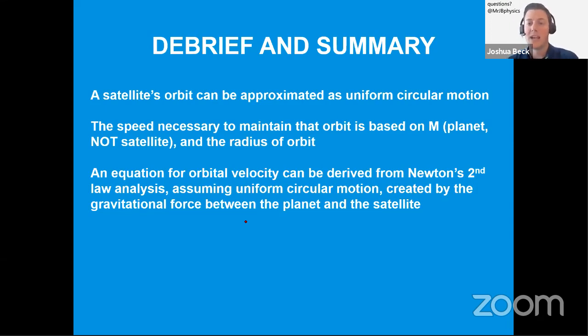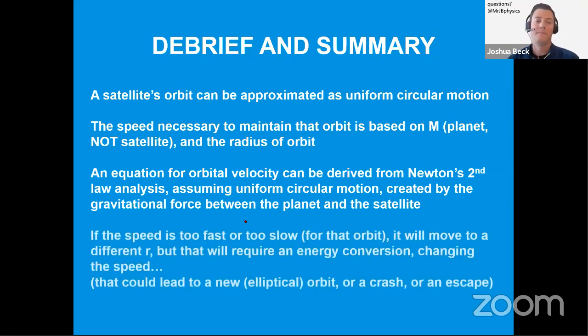Make sure you can also explain why the mass of that satellite doesn't come into play here. Okay, so think about how would you derive it, and then how would you just explain what you're doing. Now, if the speed is slightly too fast or slightly too slow for that orbit, then it can't stay on that particular path. Remember, it's a specific speed for a specific orbital radius.